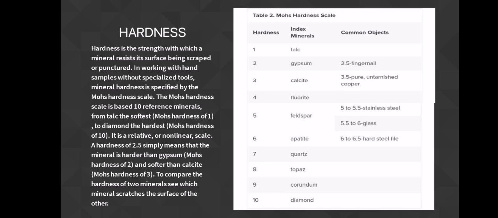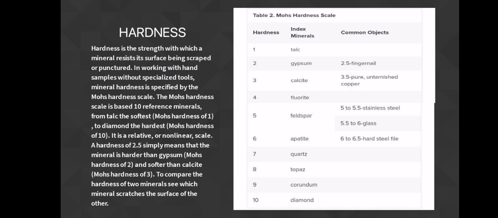Hardness is the strength with which a mineral resists its surface being scraped or punctured. In working with a hand sample without specialized tools, mineral hardness is specified by the Mohs hardness scale. So this is the Mohs hardness scale on the right side. The Mohs hardness scale is based on 10 reference minerals.